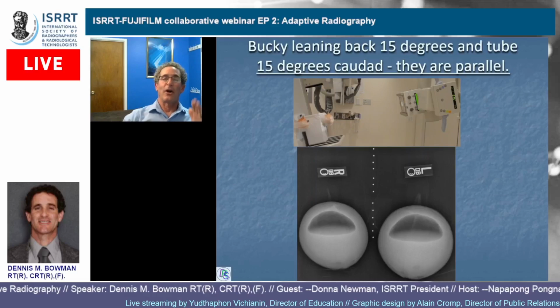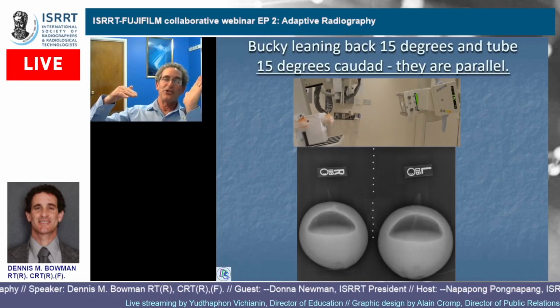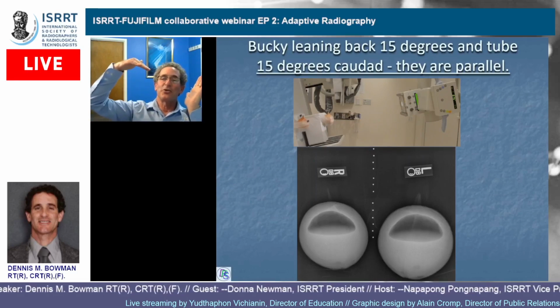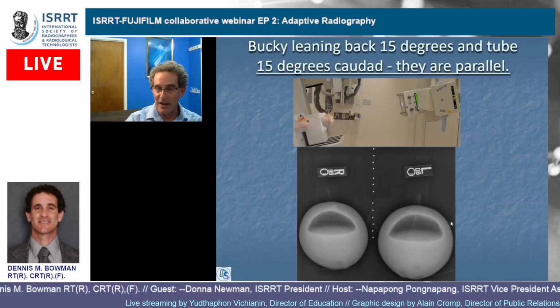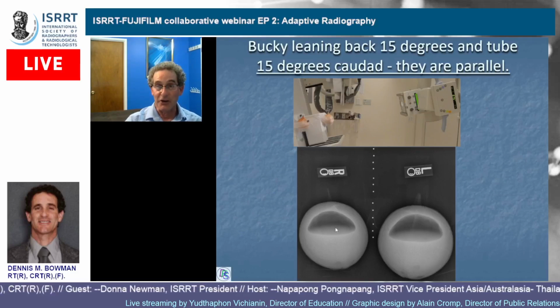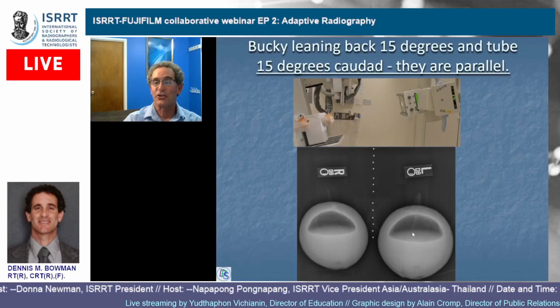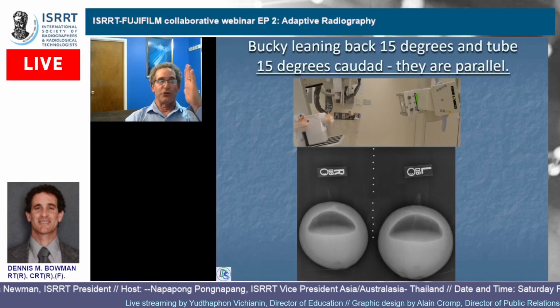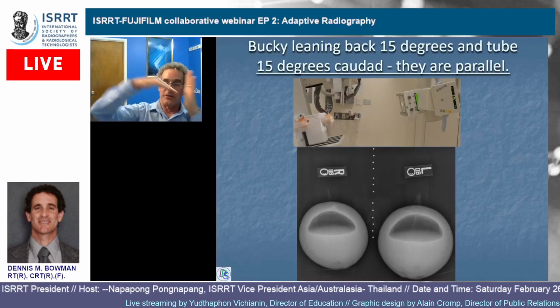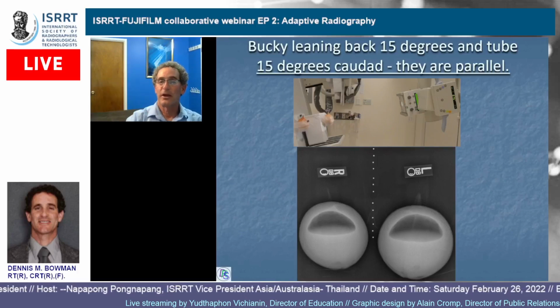So now here we are at 15 degrees back with the patient, coconuts, 15 degrees with the tube, and you can see that it is noticeably distorted. Not good. And it's almost exact to when the patient was straight up and down and the tube was at 15. It was that distorted.